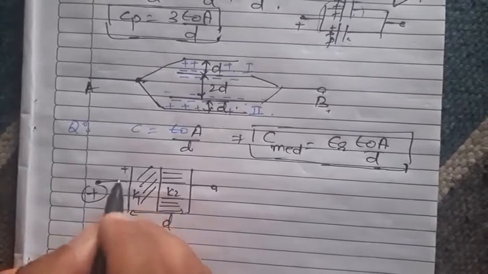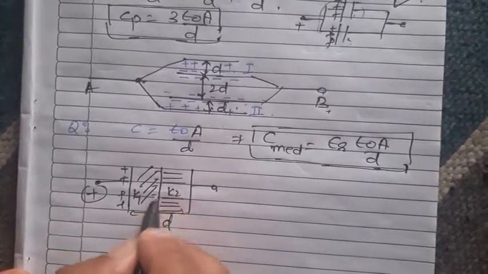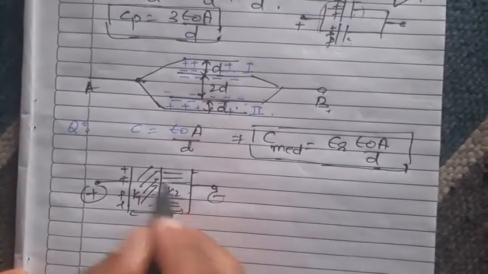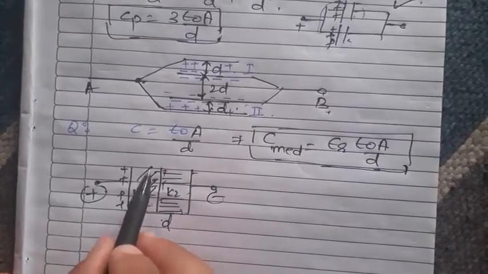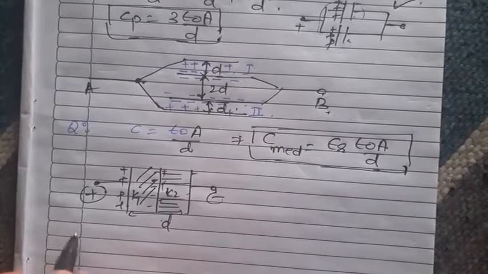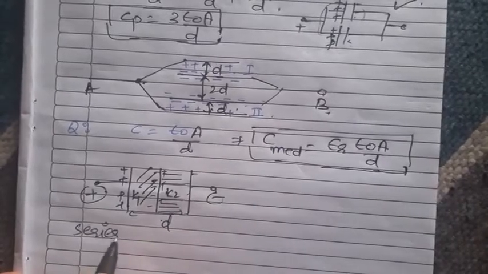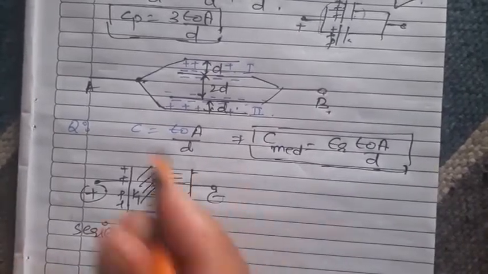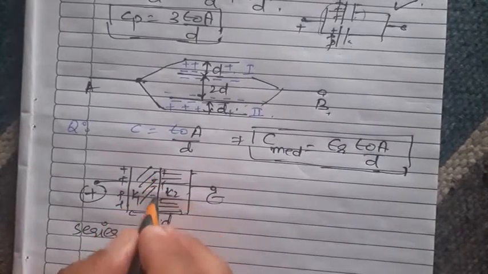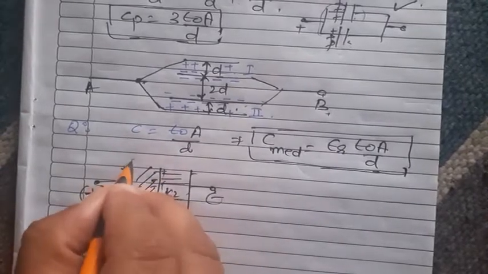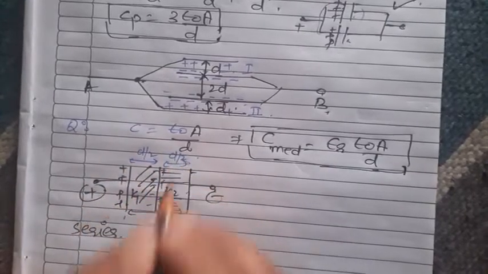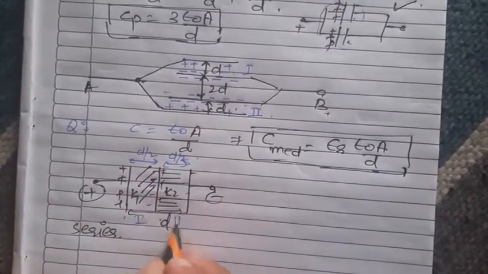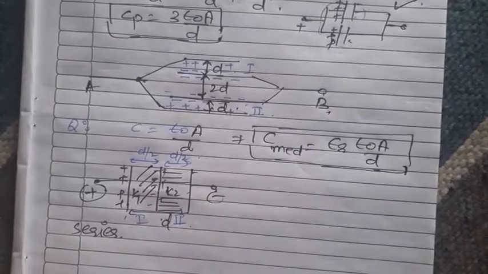Now look clearly. Again, if I give positive, this side will be positive, by induction this side is negative, and this side is negative, by induction it will be positive. It means positive is connected to negative, which is connected to positive. So this is the case of which combination? Series combination. Now there are two capacitors. It is divided from the center, so half of the distance will be d by 2 and half will be d by 2. So this is the first capacitor, this one is the second capacitor.